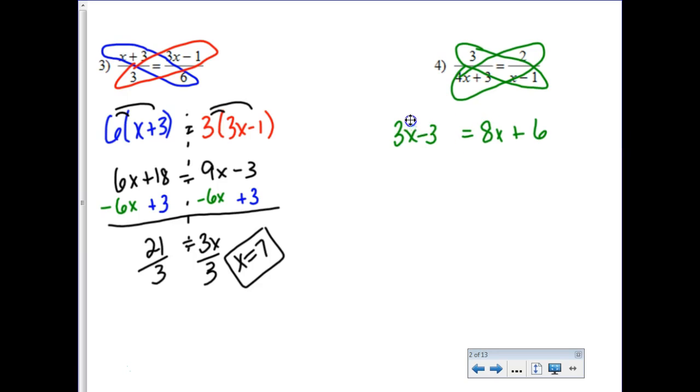I just don't like when you guys do things like that on a test and then you're sloppy and you get it wrong, because if you don't show your work, I can't give you feedback and I can't give you that good score that you deserve. So x is to the right this time. Let's go variables to the left.